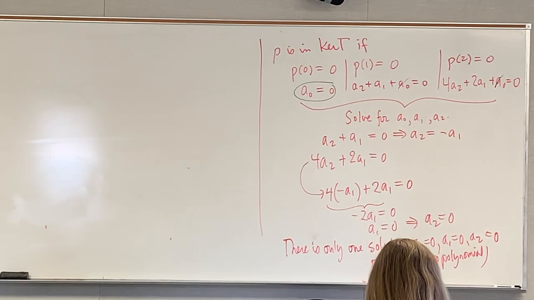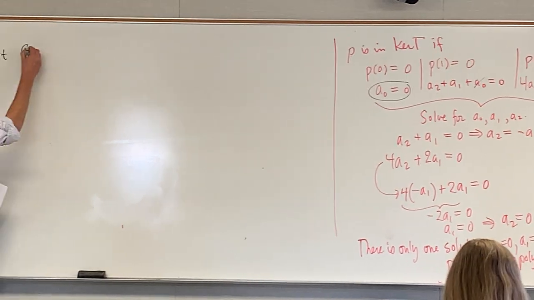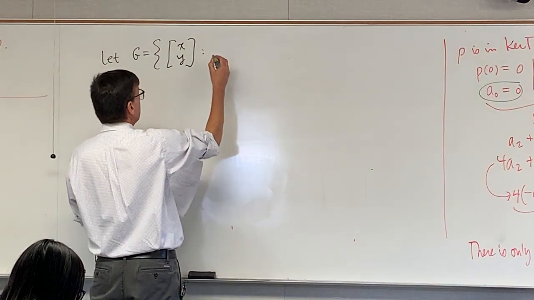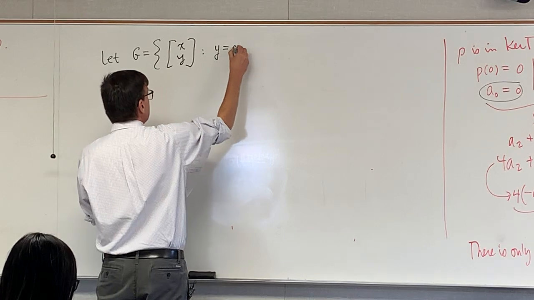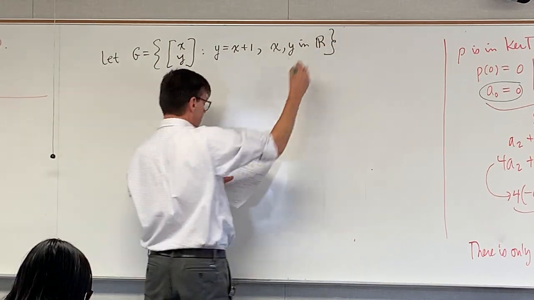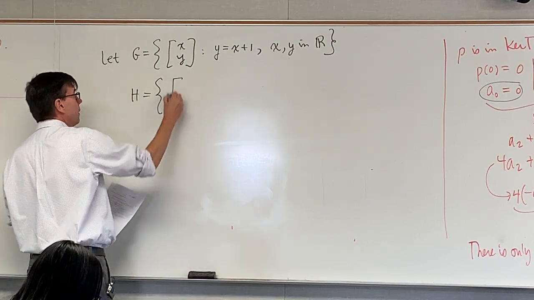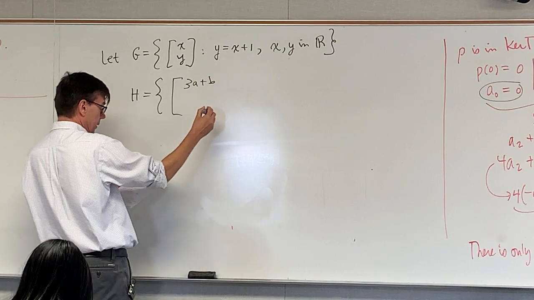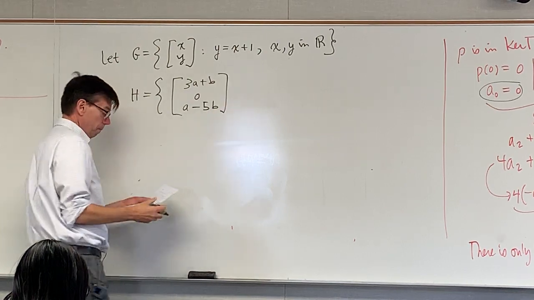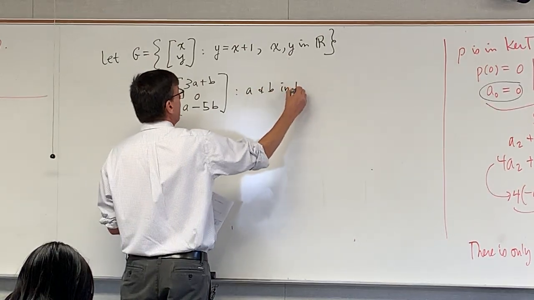Like I have to talk about something you're going to be happier with here. So let G equal the set of x, y such that y equals x plus 1, x, y in R. Let H be the set of 3a plus b, 0, a minus 5b, such that a and b are in R, real numbers.